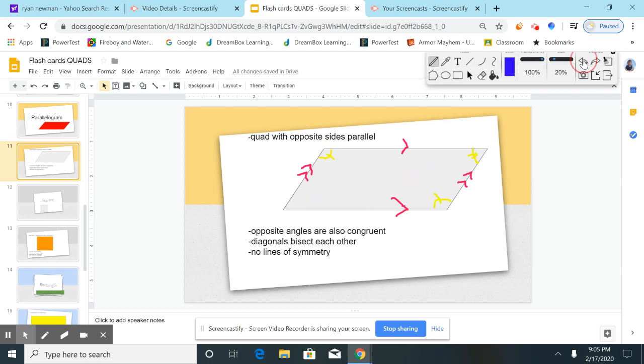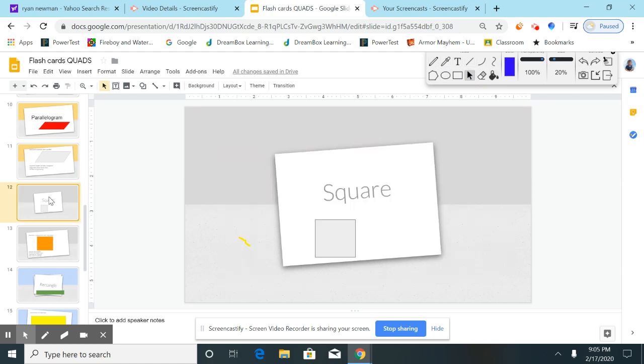Your next card, number 6, is going to be a square. Everyone's familiar with squares, but they have a lot of significance as quadrilaterals because they're special. So square, number 6, draw a square on the front so it looks something like this.